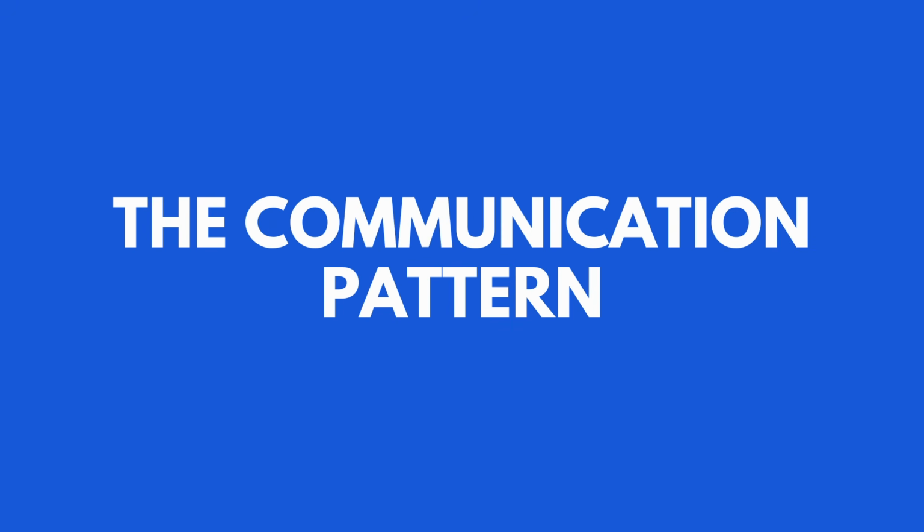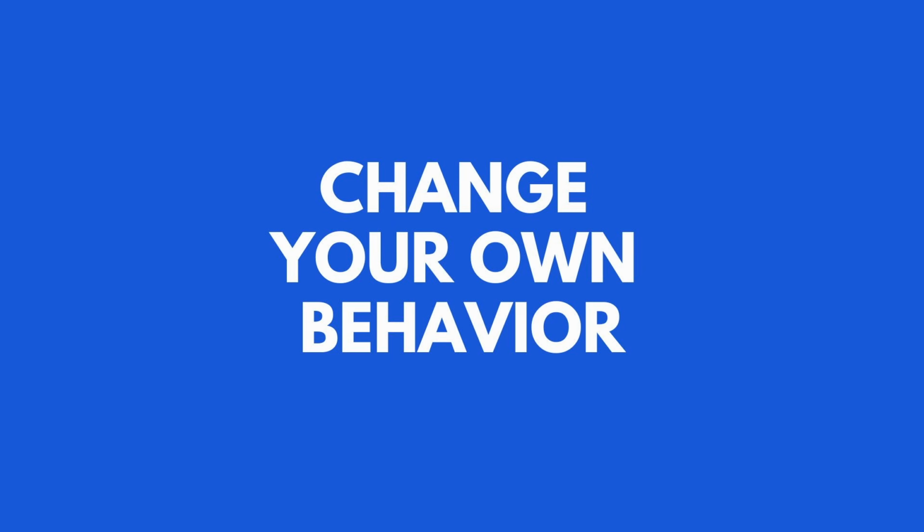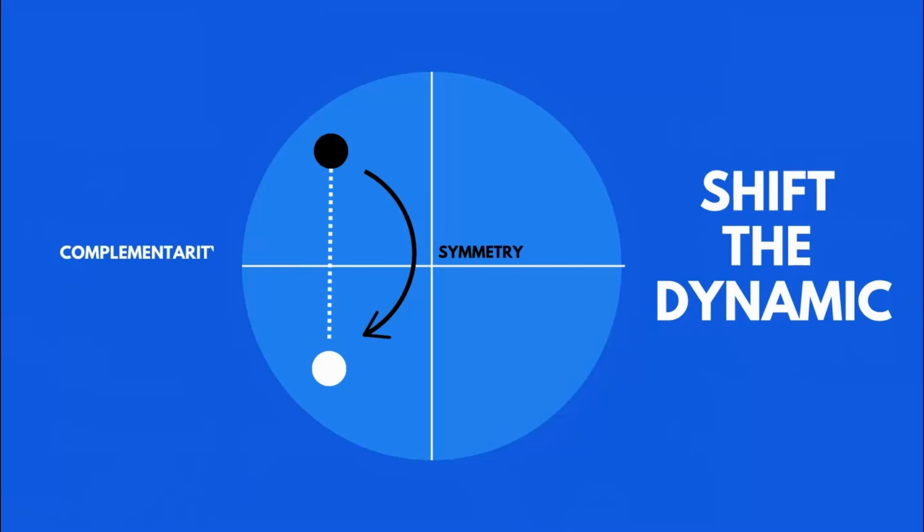By understanding in which quadrant you or your partner are communicating and understanding which position would be most productive for your conversation, you can choose to change your own behavior based on the complementarity and symmetry principles. In that way, you can make your conversation more productive. So that was Leary's Rose.